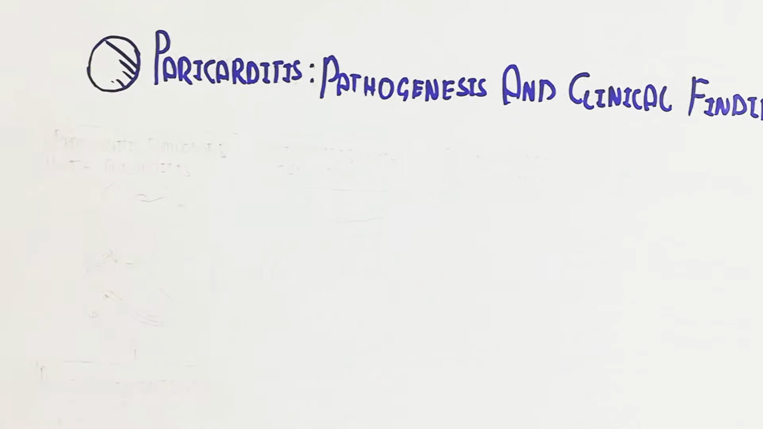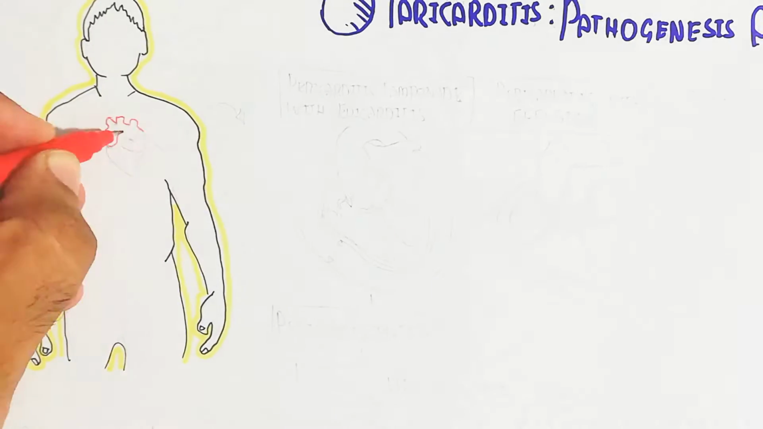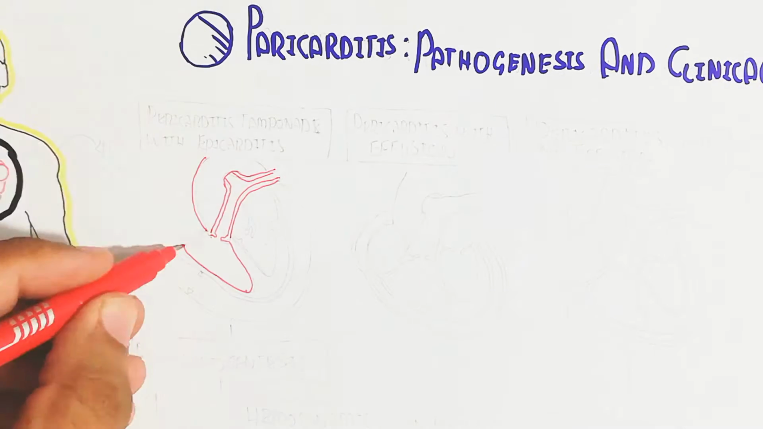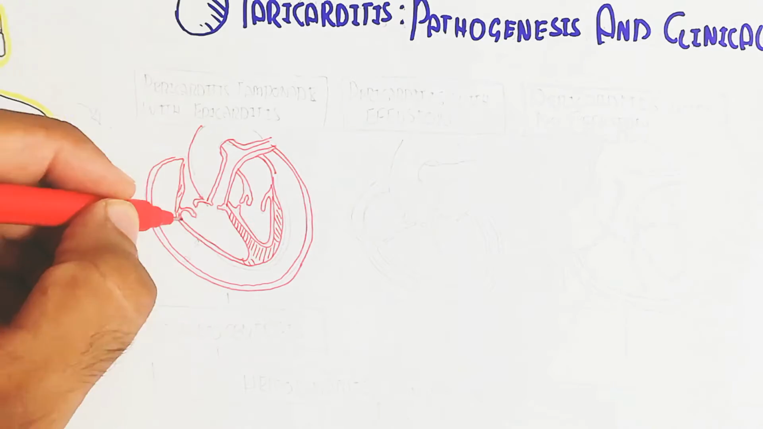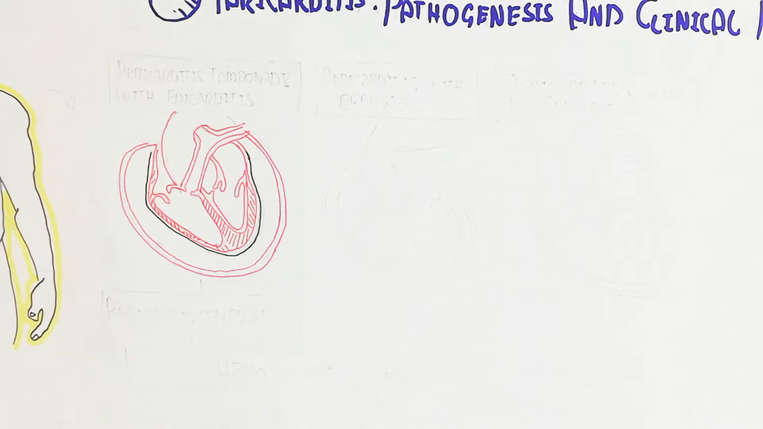So basically, pericarditis means the thin outer layer, the protective layer of the heart, is inflamed or has some problem, which leads to pericarditis. The heart contains fluid in the pericardial space, which acts as an insulator.